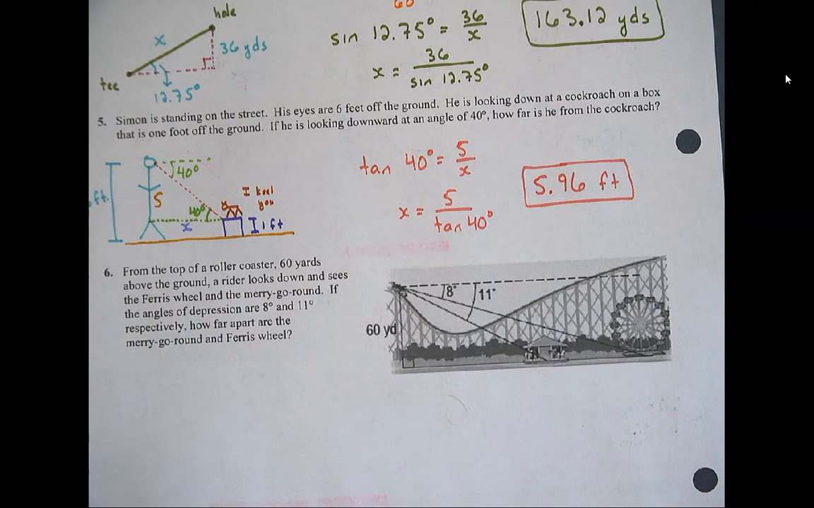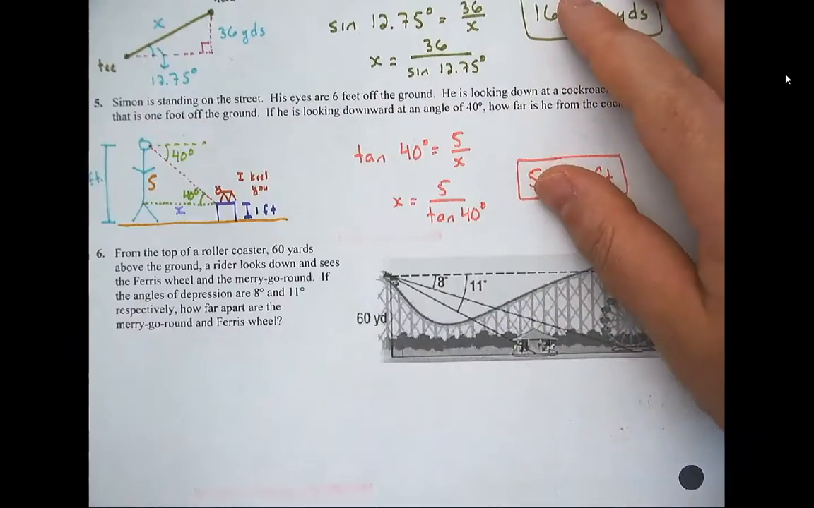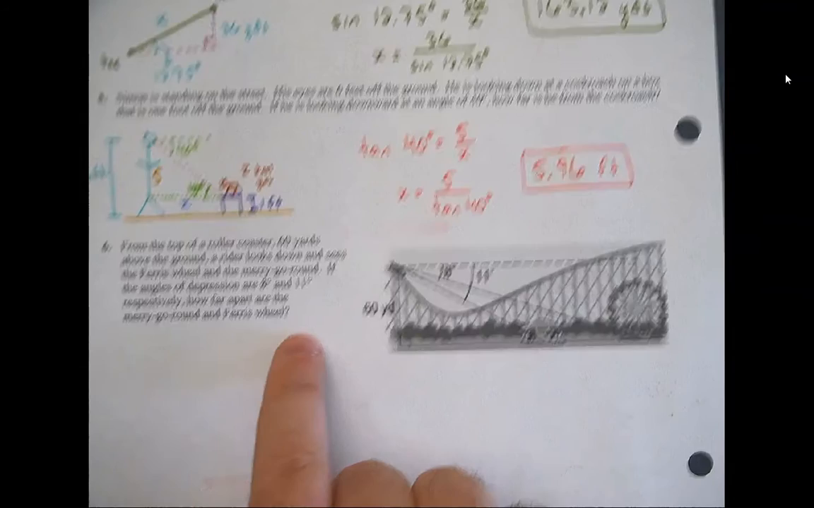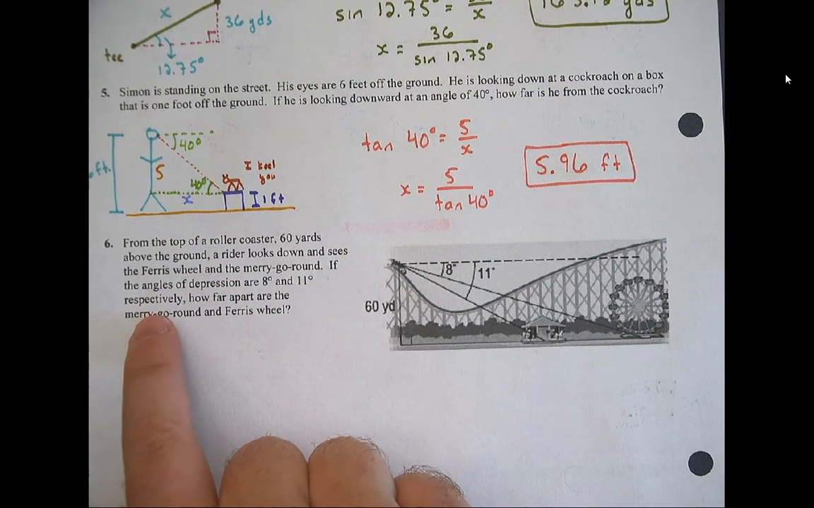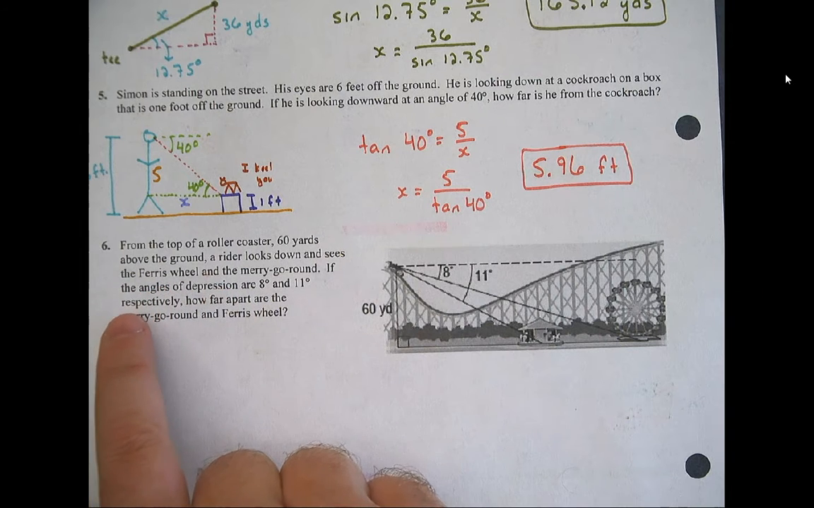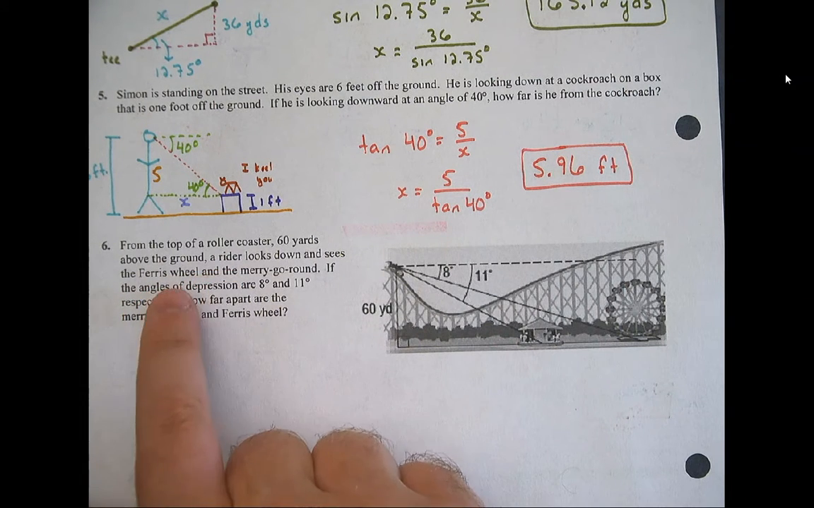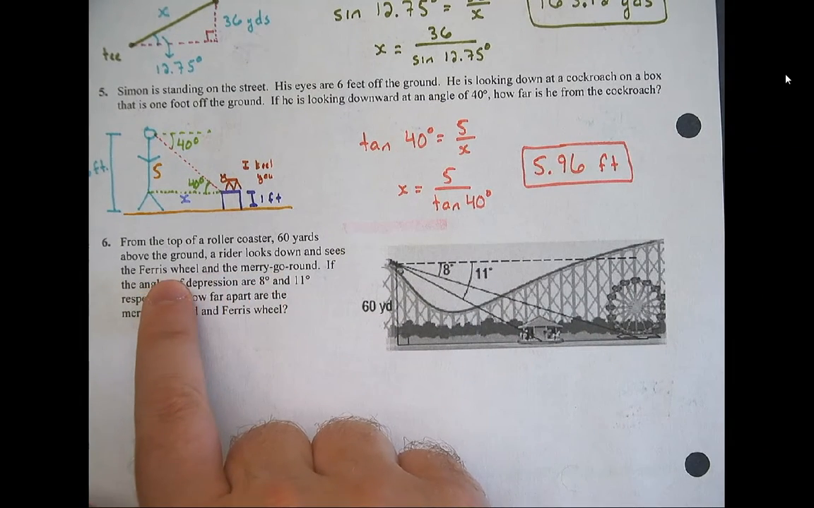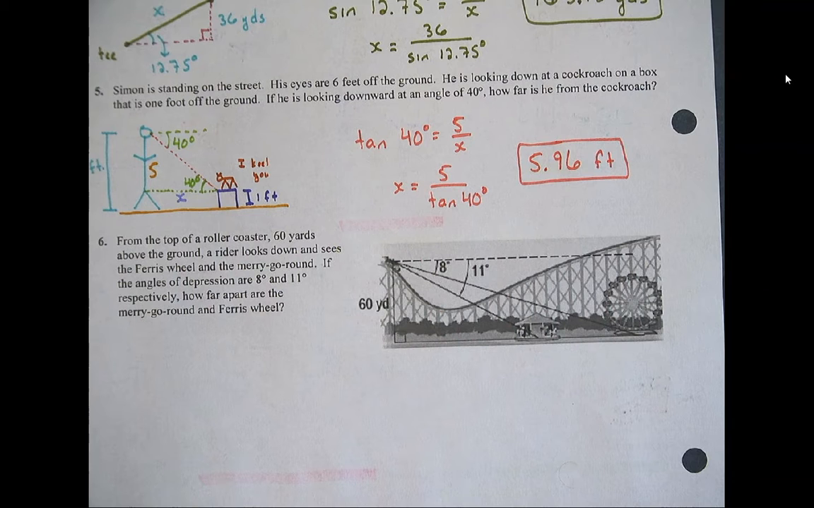All right, last one. From the top of a roller coaster 60 yards above the ground, a rider looks down and sees the Ferris wheel and the merry-go-round. If the angles of depression are 8 degrees and 11 degrees respectively, how far apart are the merry-go-round and the Ferris wheel? So that phrase respectively means that the first value goes with the first thing that they're talking about. So they're looking and they see the Ferris wheel and then the merry-go-round. So it's 8 degrees of depression to the Ferris wheel and 11 degrees to the merry-go-round.